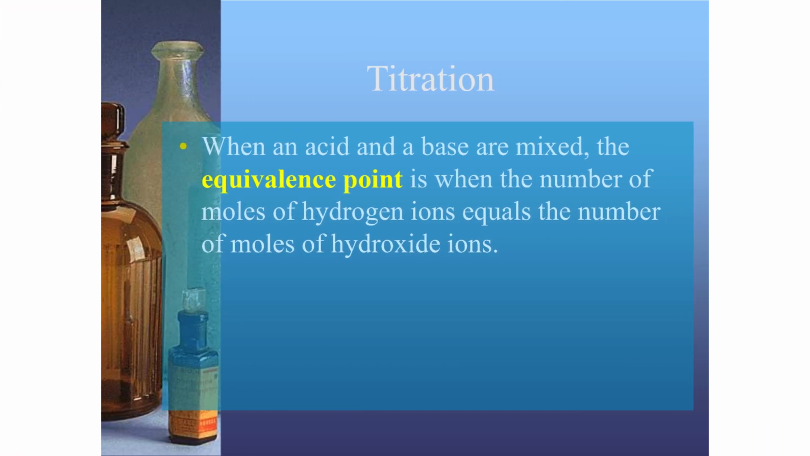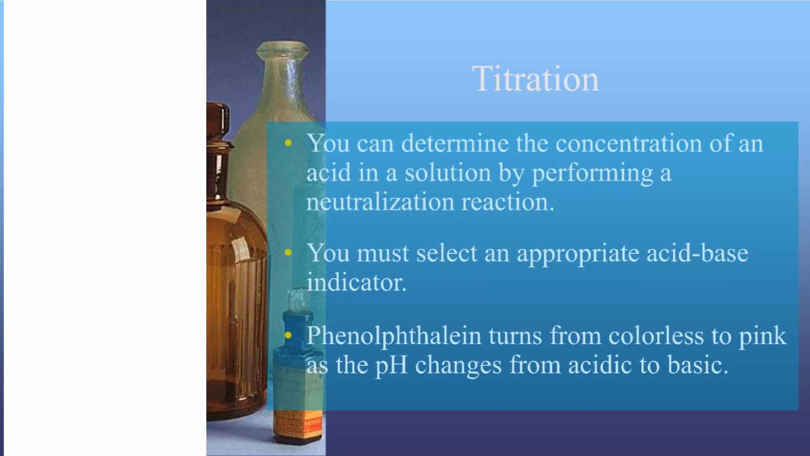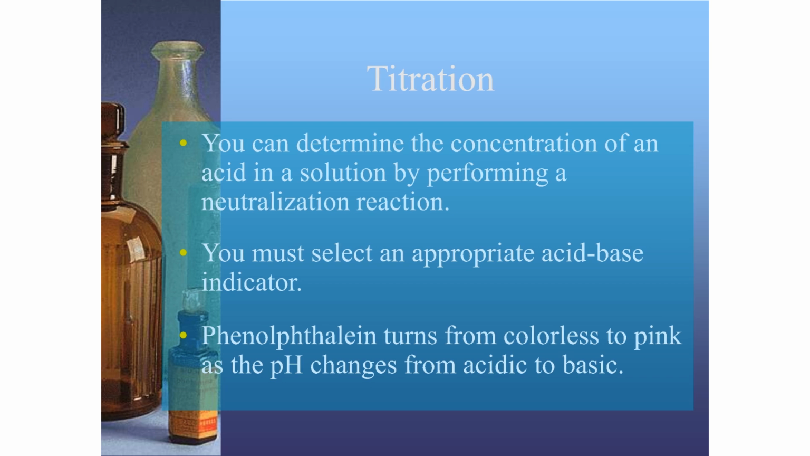This is important. When an acid and a base are mixed, the equivalence point is when the number of moles of hydrogen ions equals the number of moles of hydroxide ions. So, how is this used? You can determine the concentration of an acid in a solution by performing a neutralization reaction. For this, you must select an appropriate acid-base indicator. Phenolphthalein, for example, turns from colorless to pink as the pH changes from acidic to basic.